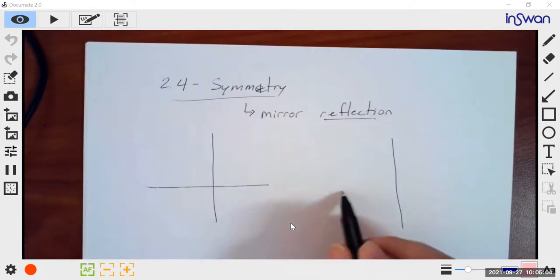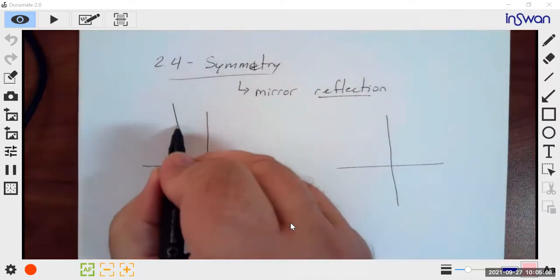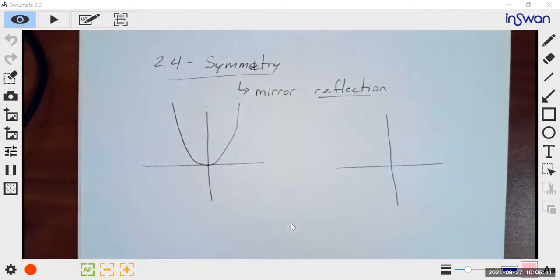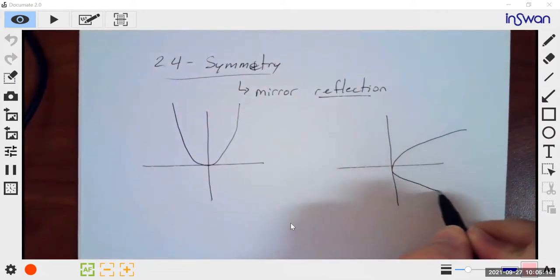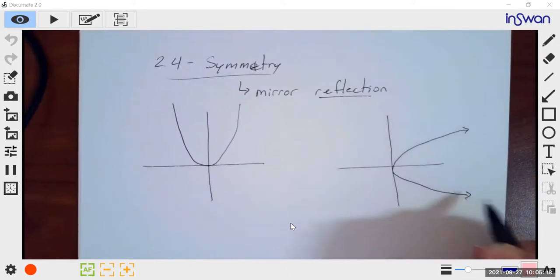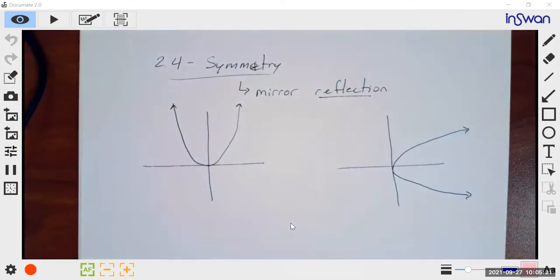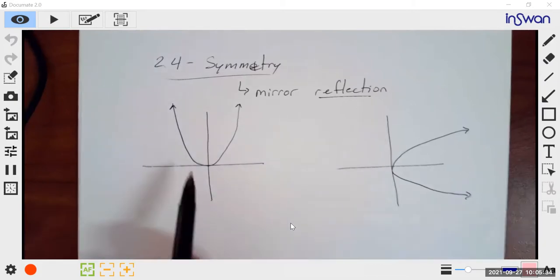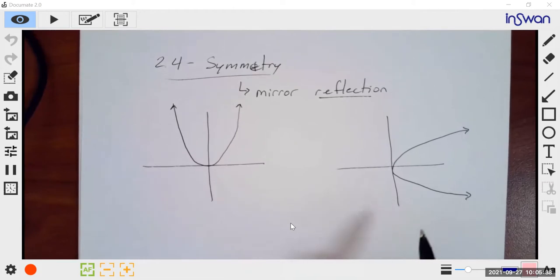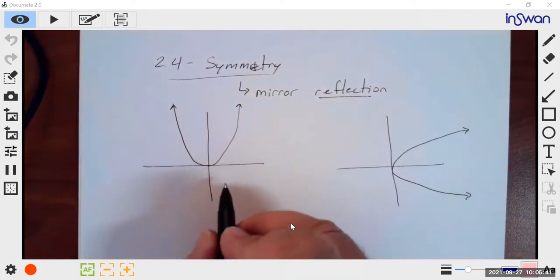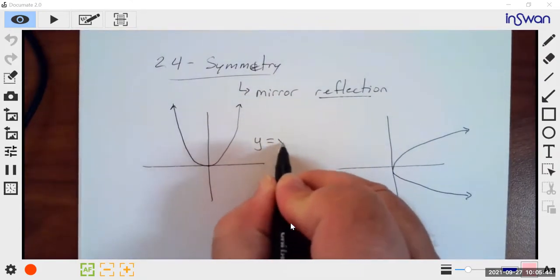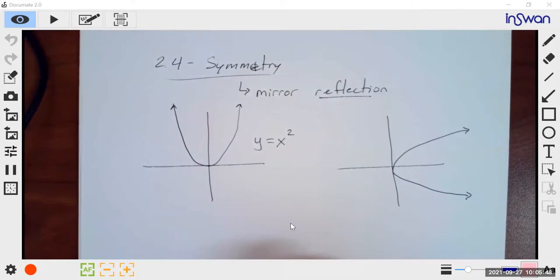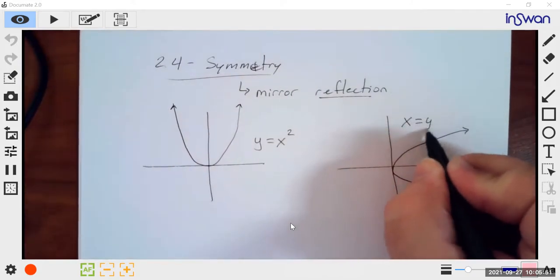Let me look at two graphs here. That one, and that one. Are they both functions? Remember how you test if it's a function? The vertical line test. This one's a function, but this one's not. So be very careful about that. This is a quadratic equation, y equals x squared. This one is x equals y squared.